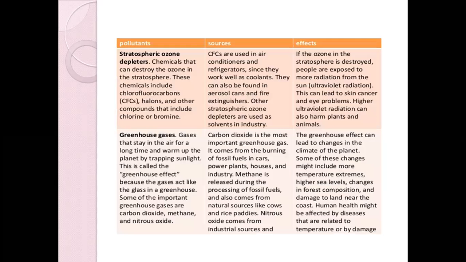So the next one is stratospheric ozone depleters. These are chemicals that can destroy the ozone in the stratosphere, that's why it is called that. If they are present in a very high amount, these chemicals can cause destruction of the ozone layer in the stratosphere. These are chemicals like chlorofluorocarbons or CFCs, halogens, and other compounds that include chlorine or bromine.